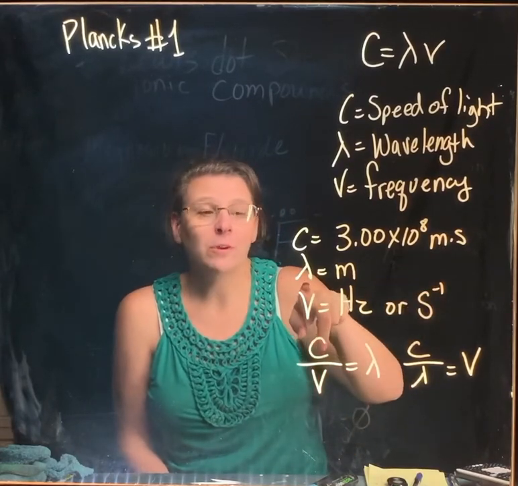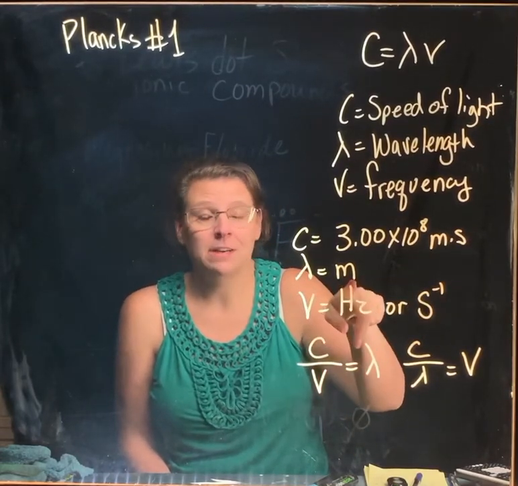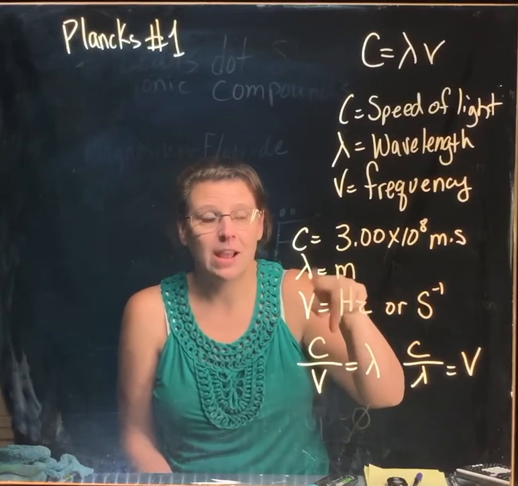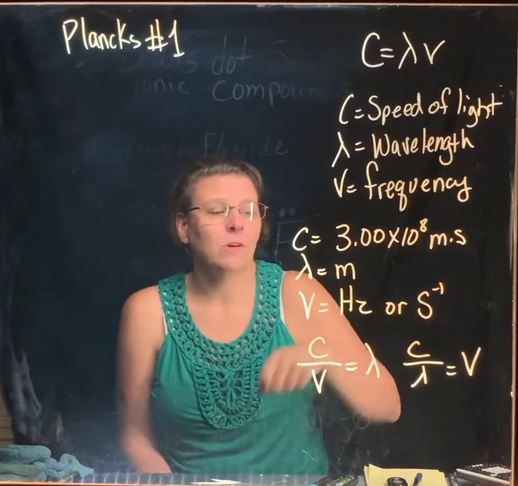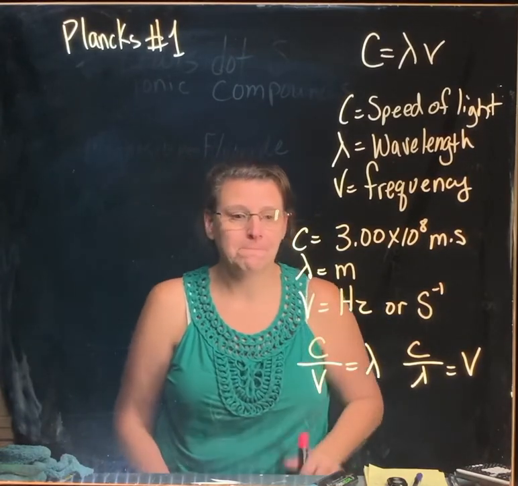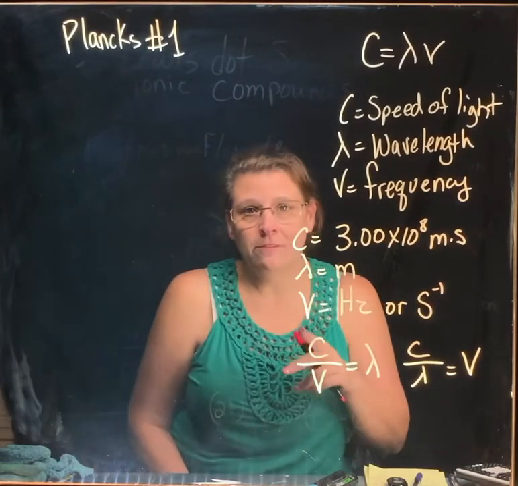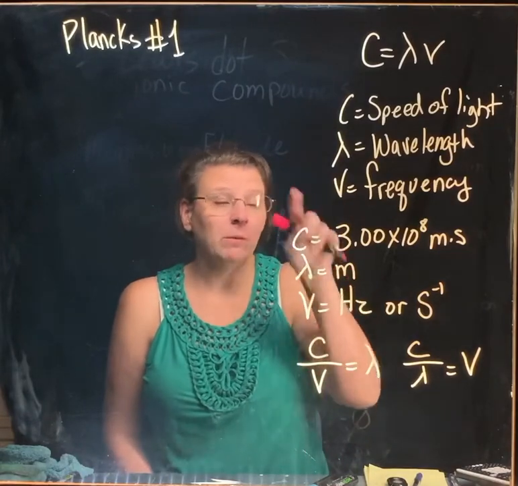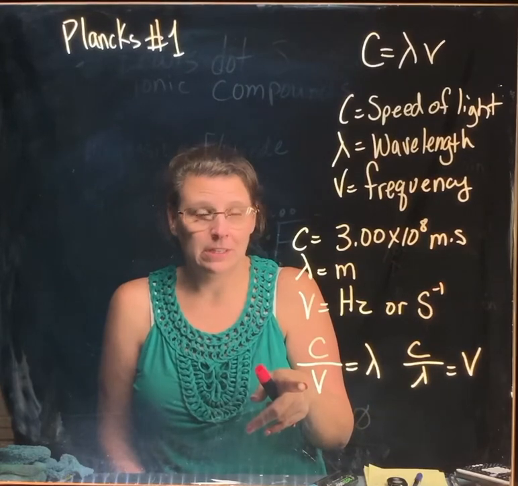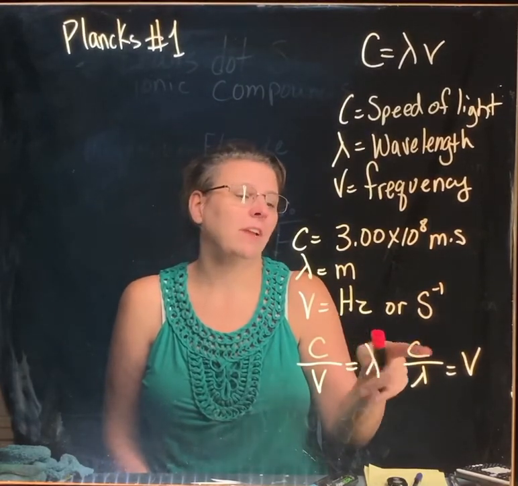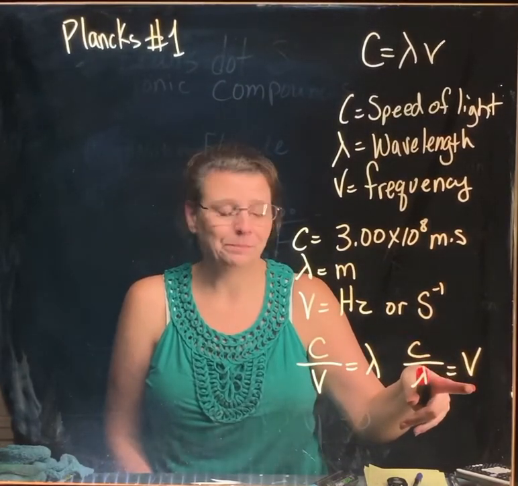Your wavelength has to be in meters. And your frequency is either in hertz or seconds to the minus 1. Okay? So you're going to have to rearrange your formula. I've done this for you. Speed of light over frequency gives you your wavelength. Speed of light over wavelength gives you your frequency.